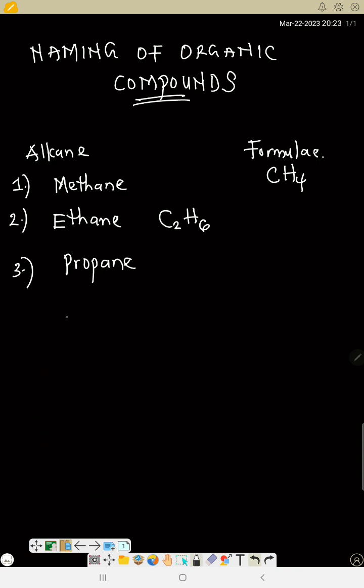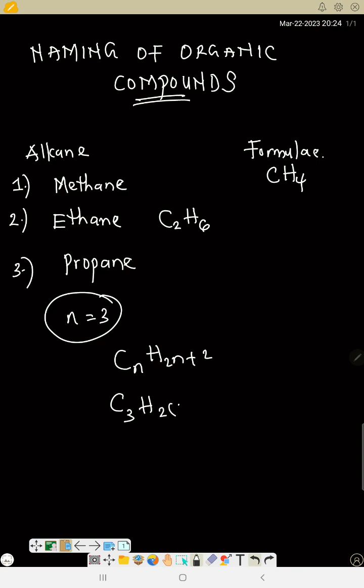Now for 3, if n is 3, we have CnH2n plus 2. So if n is 3, then you have C3H2(3) plus 2. So that will be C3, 2 times 3 is 6, plus 2 is 8. C3H8. That means propane is C3H8.